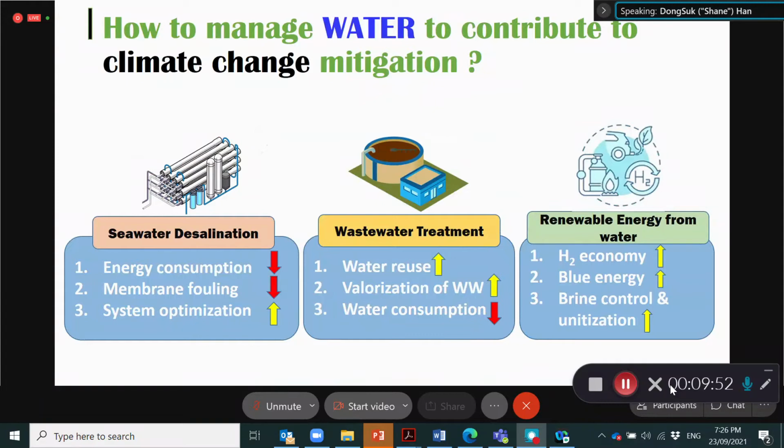And another sector for minimizing climate change is that we can develop other energy economies, like the hydrogen economy, and also, as explained a lot, blue energy using salinity gradient technology. Otherwise, we need to maximize the use of the brine from the water production plant, including the SWRO process. So here I focus on seawater desalination and renewable energy from water.